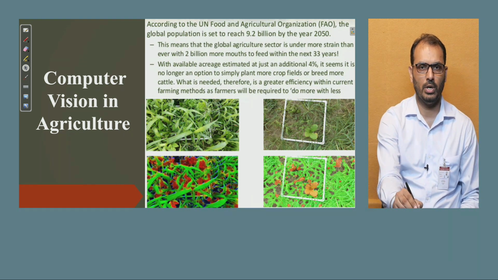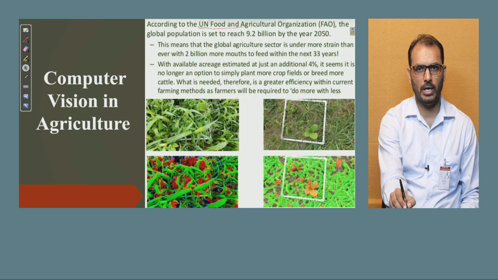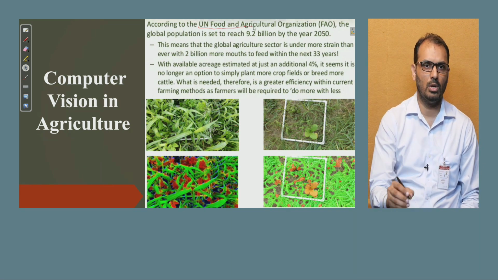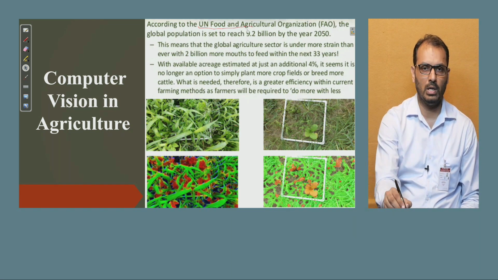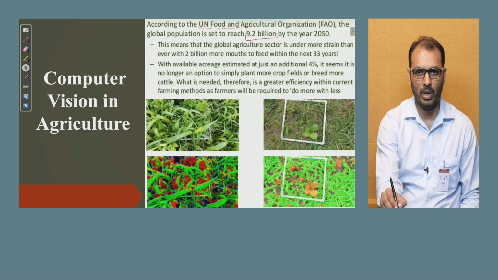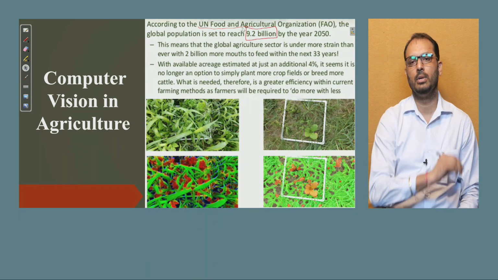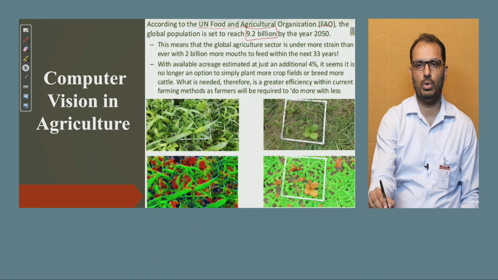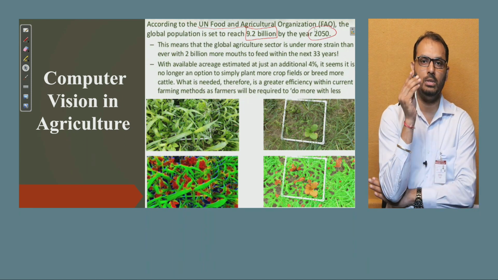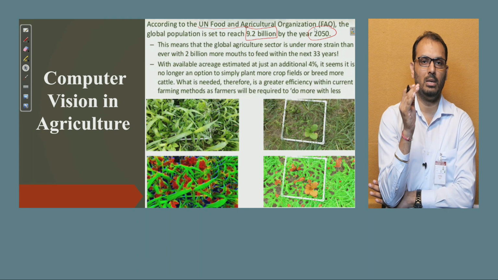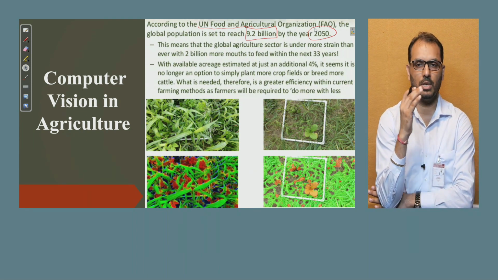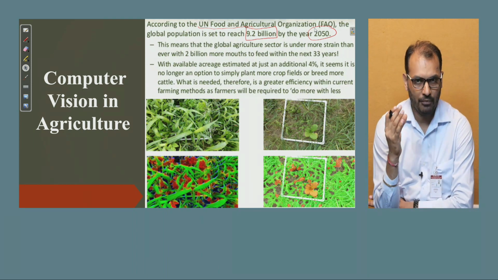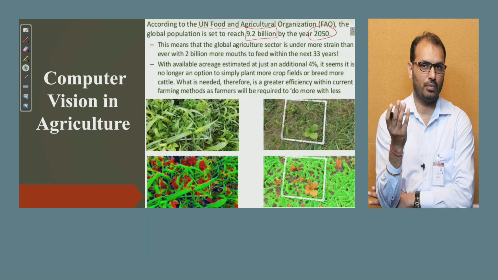According to one of the UN reports, the UN Food and Agriculture Organization report, our population all over the world is going to reach 9.2 billion up to the year 2050. How much? 9.2 billion. That is something amazing. That is something different. We can't, in fact, imagine how much population we will have.